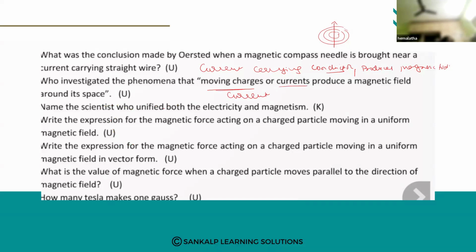Currents produce a magnetic field around the space here. That is, Einstein only is the same thing. Okay, Einstein. Name the scientist who unified both electricity and magnetism.